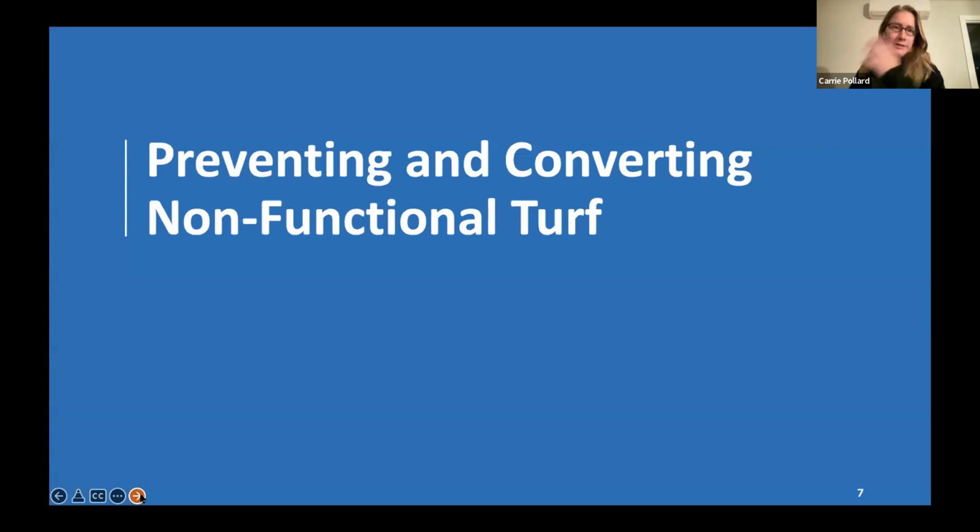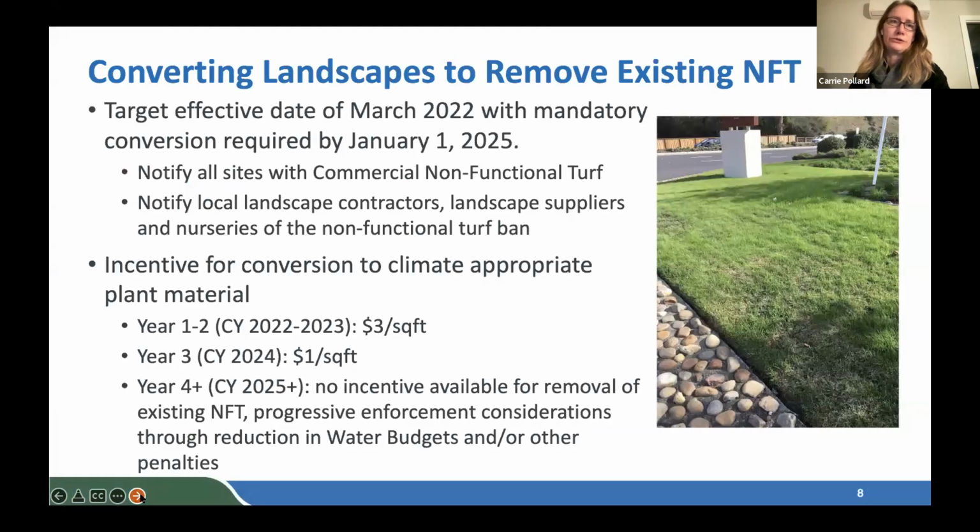So as we look at opportunities for preventing the installation of non-functional turf and also converting the current non-functional turf areas, we're going to start with the conversion item. We would have a target effective date of March 2022 with mandatory conversion required within 3 years, which would be January of 2025.